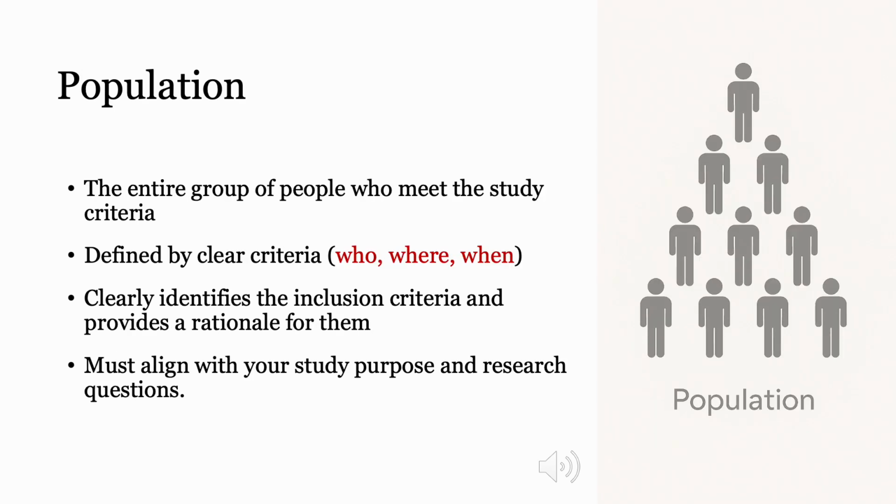Your population is the full group of people who meet your study's criteria. In every study, the population must be defined very clearly, usually by answering three questions: who, where, and when. In this section, it is very important to explain your inclusion criteria and provide a rationale for them. Also, your population must align directly with the purpose of your study and your research questions.